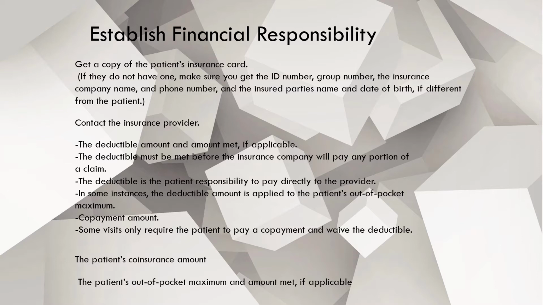Say you're a minor on your parent's insurance. You'll contact the insurance provider for the deductible amount and amount met, if applicable. The deductible must be met before the insurance company will pay any portion of the claim. The deductible is the patient's responsibility to pay directly to the provider. In some instances, the deductible amount is applied to the patient's out-of-pocket maximum. Copayment amount. Some visits only require a patient to pay a copayment and waive the deductible. The patient's co-insurance amount and the patient's out-of-pocket maximum and amount met, if applicable. All of these are important pieces into knowing how you are going to bill your patient.